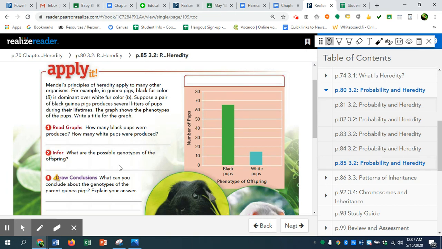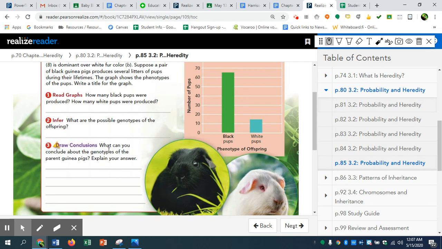Okay, so we don't have to do number 3, but let's take a look at it. It says, what can you conclude about the genotypes of the parent guinea pigs? Explain your answer.